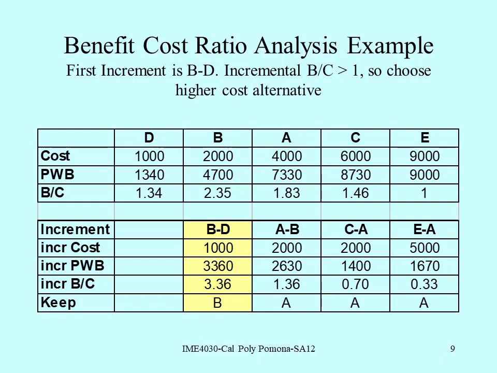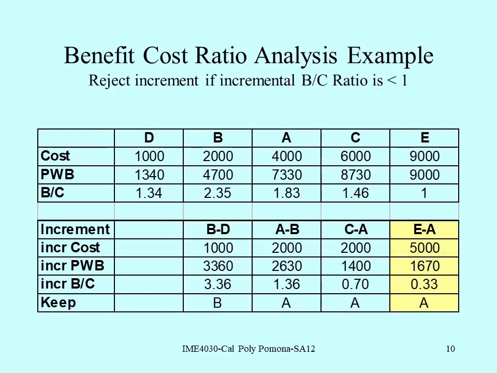Let's go to slide number 10, and we get to our very last increment. It's E minus A. We've been retaining A. The benefit cost ratio is less than 1, so we would reject the higher cost alternative, and again, we've chosen A.